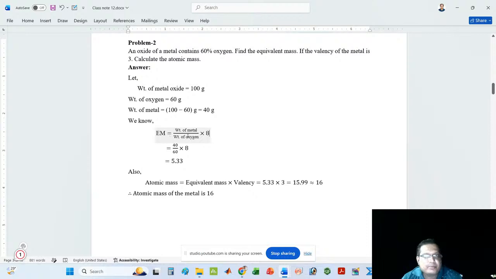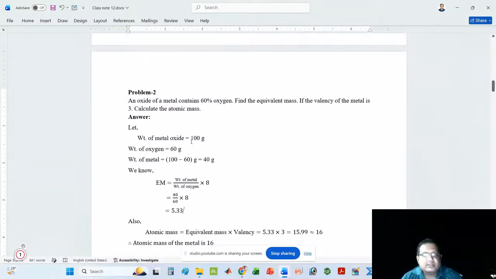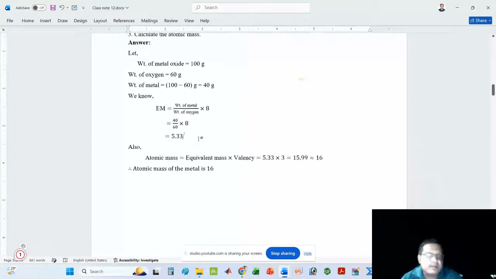Now put the value of weight of metal, that is 40 gram, and weight of oxygen, that is 60 gram, in this formula. Then I can write equivalent mass equal to 40 divided by 60 into 8. After solving, you get 5.33. The answer is 5.33. So here I can say that equivalent mass is equal to 5.33.